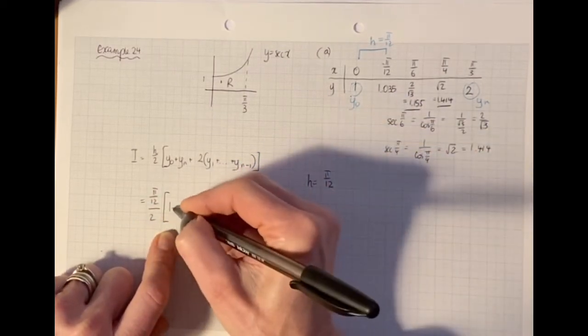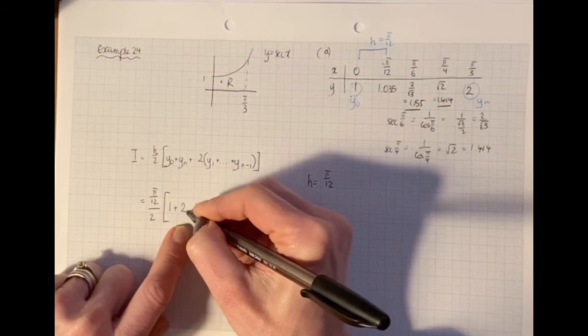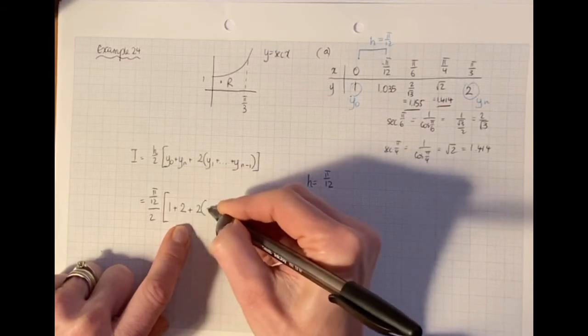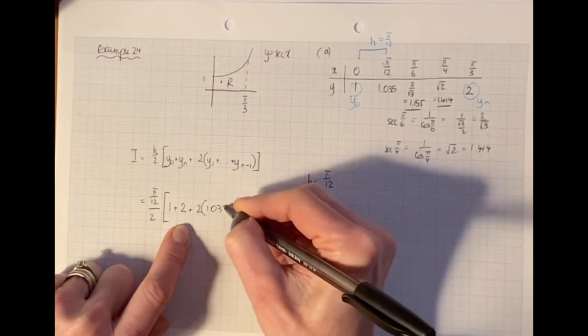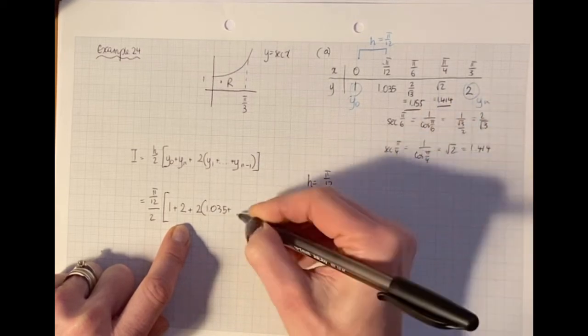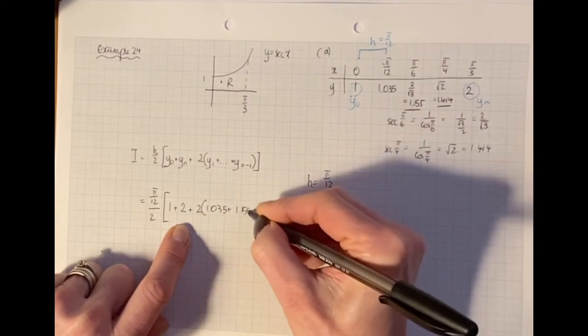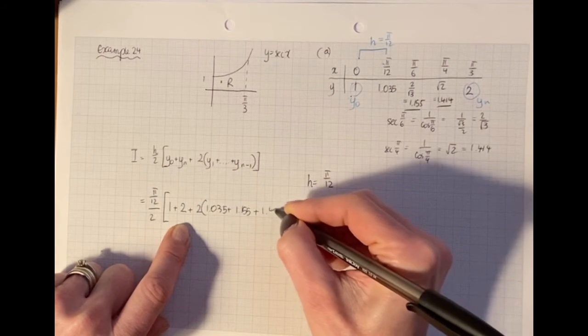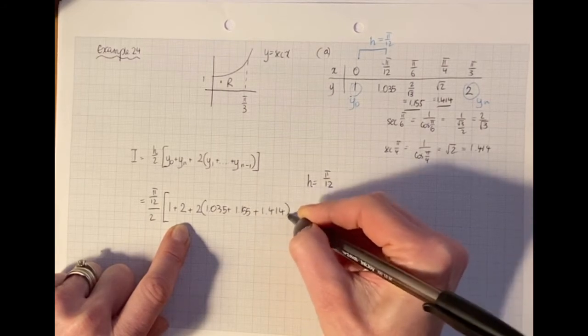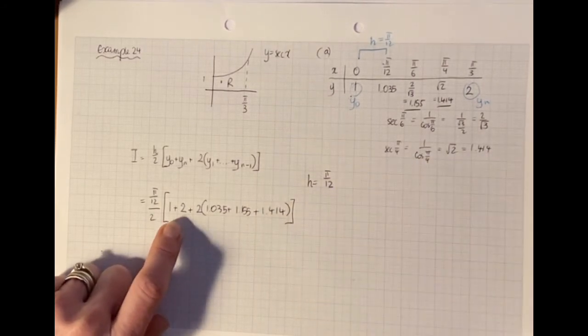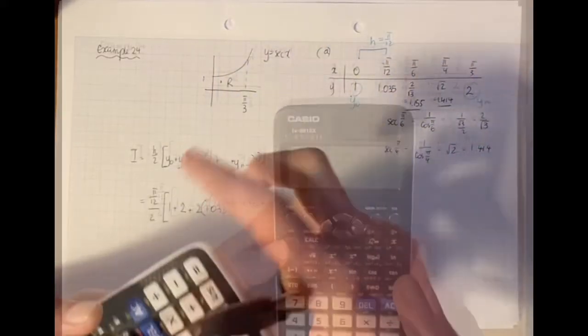y0 is 1. The last value is 2. 2 lots of 1.035 plus 1.155 plus 1.414. And pop it into the calculator.